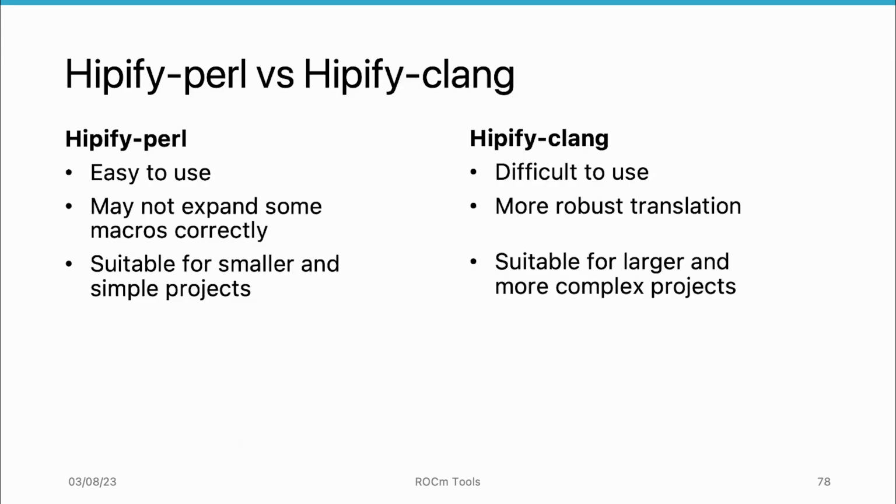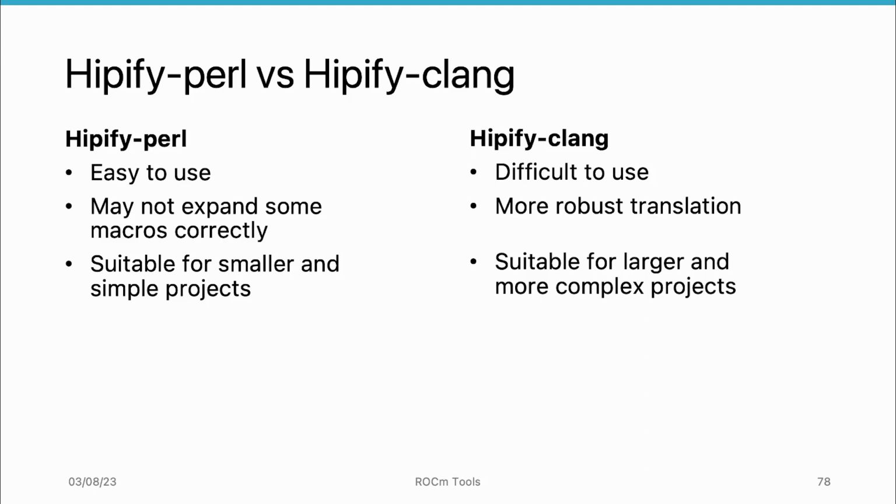In comparing hipify-perl and hipify-clang, we can observe that hipify-perl is more user-friendly as it does not require the installation of CUDA on the system, whereas hipify-clang requires the installation of CUDA. However, hipify-perl has the disadvantage of not being able to expand some macros correctly. On the other hand, hipify-clang provides more robust translation capabilities, making it more suitable for larger and more complex projects. Therefore, hipify-perl is a better fit for smaller and simpler projects.